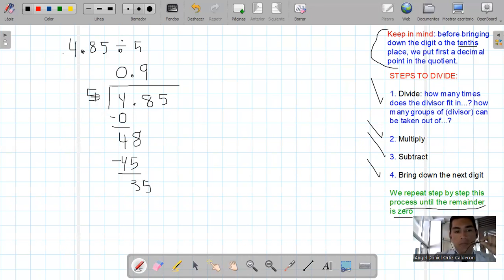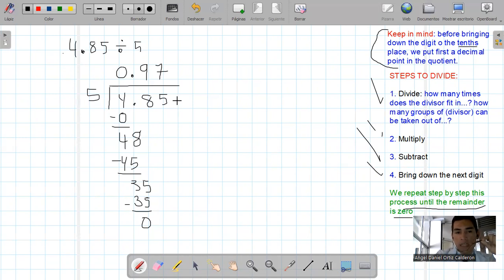We ask ourselves, how many groups of 5 can be taken out of 35? In this case, we know that exactly 7 groups, because 7 times 5 equals the same number, 35. That was the second step. We multiply. And the third step is to subtract. We subtract this number, and 35 minus 35 equals 0. And then we have to bring down the next digit.